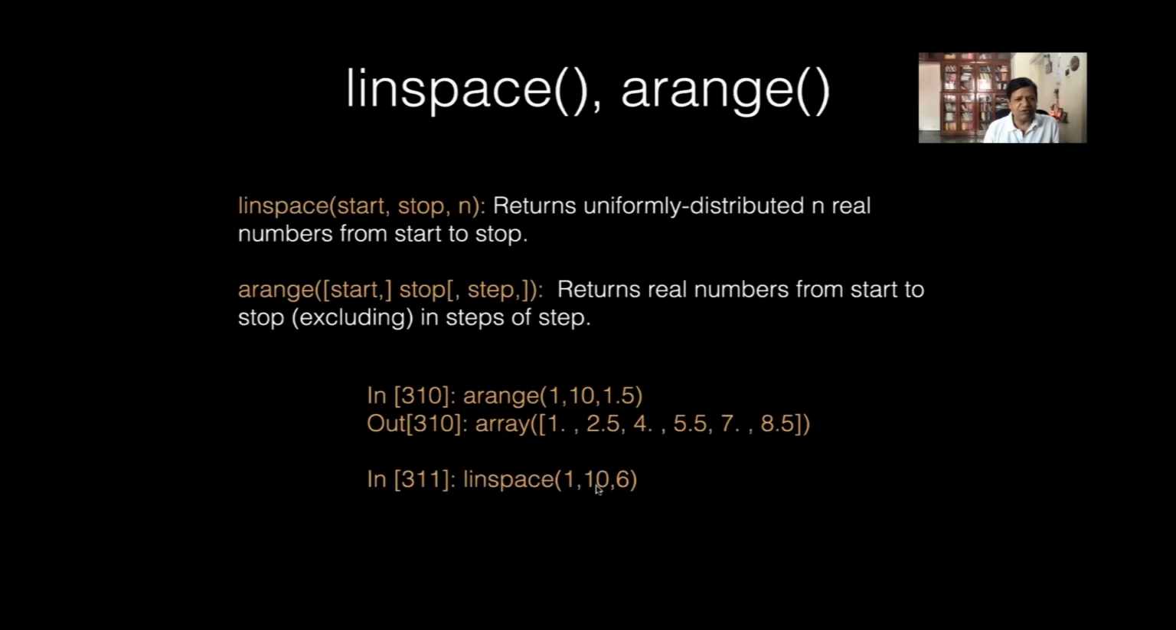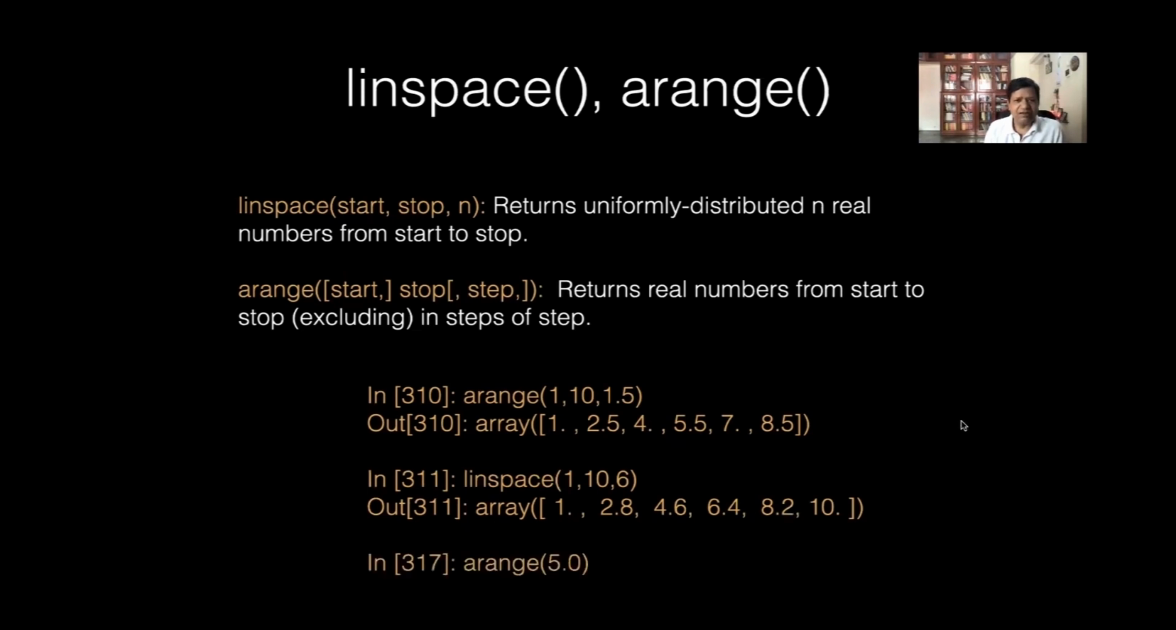Now linspace 1 to 10 with 6 elements. This will include the 10. There are 6 equispaced elements, and it includes 10. Arange 5, what will it give us? If we don't give them, it will take default values. So start will be 0 and step will be 1. It will give us 0, 1, 2, 3, 4. But these are real numbers. Arange is like range, but for reals.